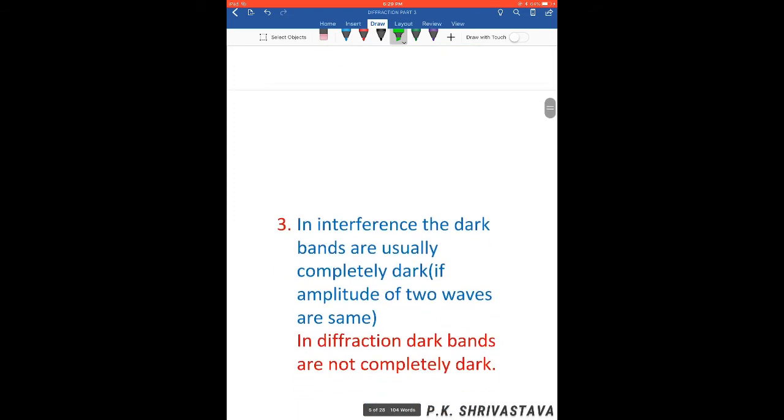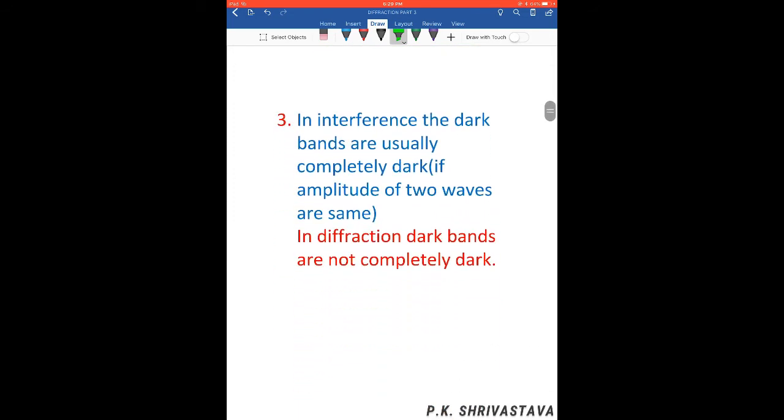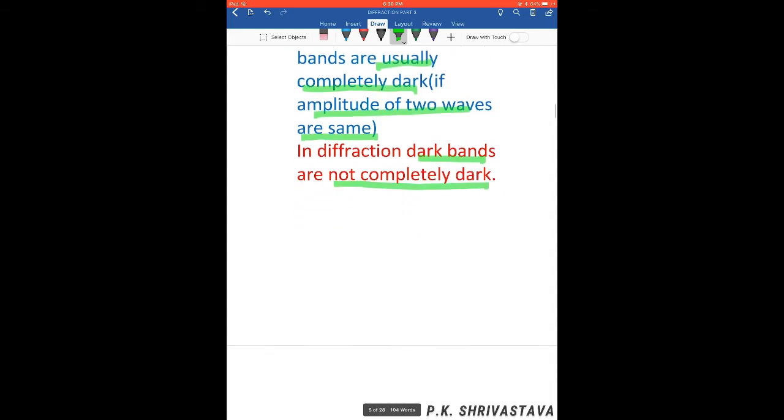Now third difference is, in interference the dark bands are usually completely dark, provided the amplitudes of the two interfering waves are the same. So it creates a good contrast between bright bands and dark bands. But in diffraction, dark bands are not completely dark. It means the intensity at the minima, that is at dark bands, is not completely zero. It creates a poor contrast.